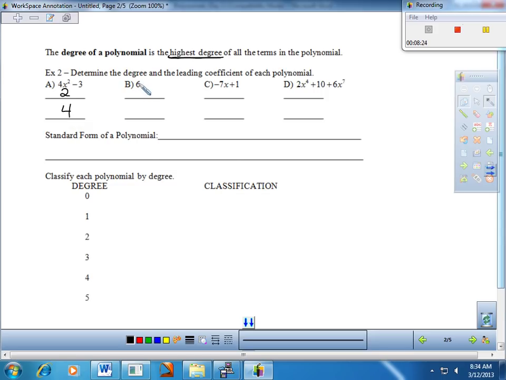We talked about this one already, just a constant right here, a number, has an x to the 0 implied on the back, so the degree is 0, and then obviously, in this case, the leading coefficient would just be 6.